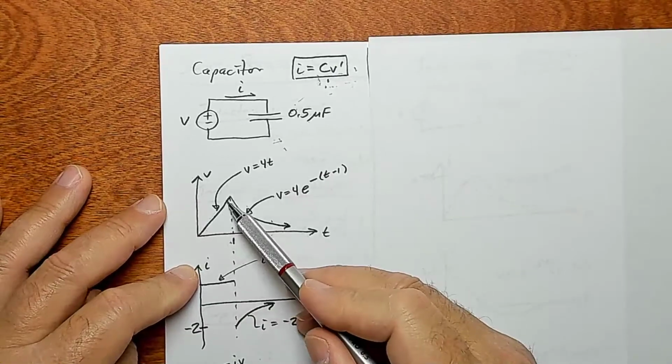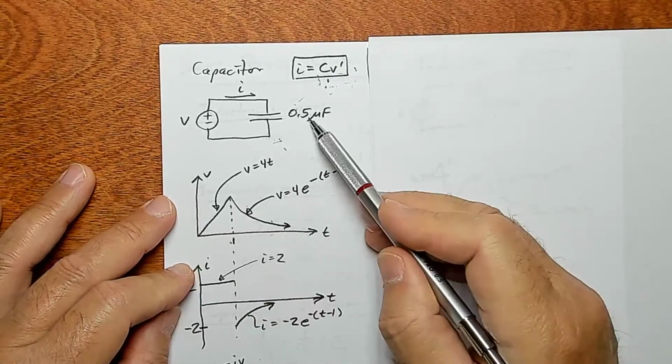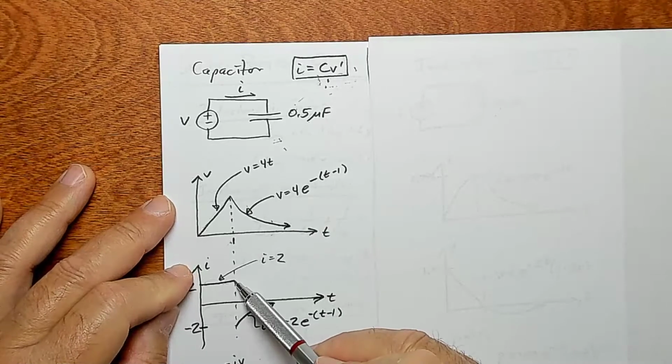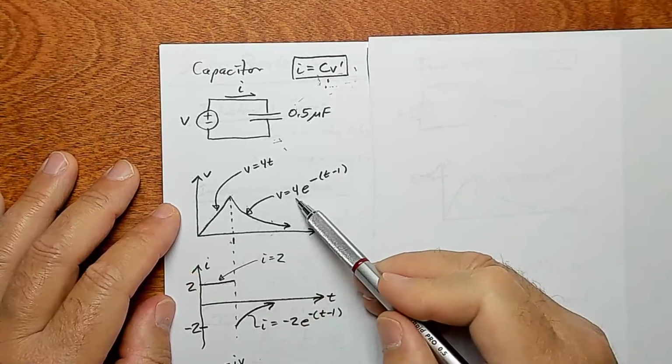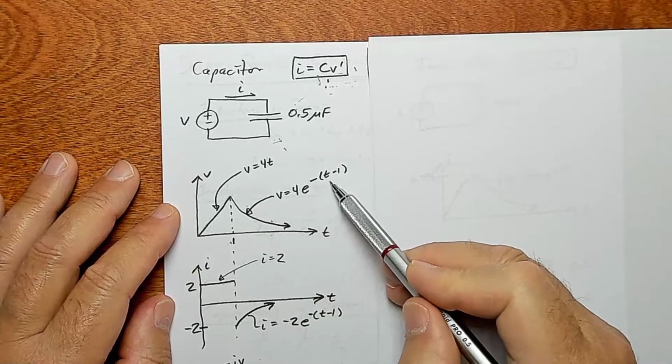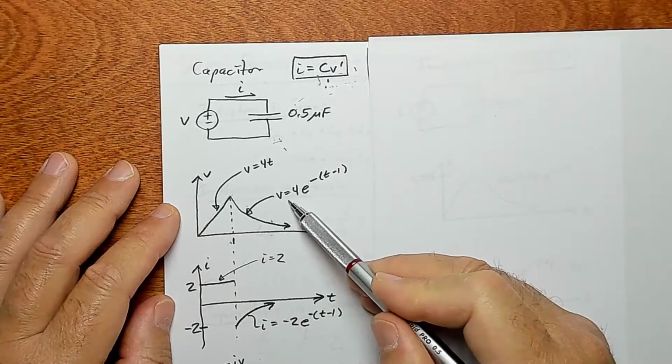Okay, so basically the derivative of this line times the capacitance gives you this line. Okay, and that's easy because it's a straight line and the derivative is easy to take. Now this one here, the derivative is a little bit harder, but not too hard. See if I can do it.